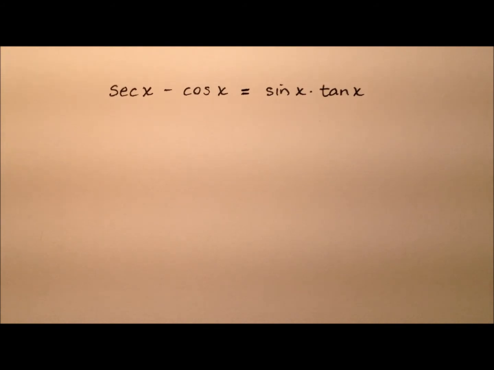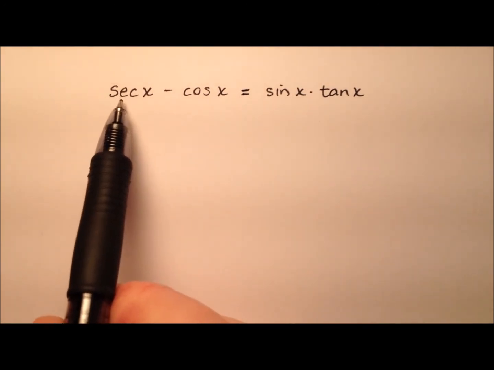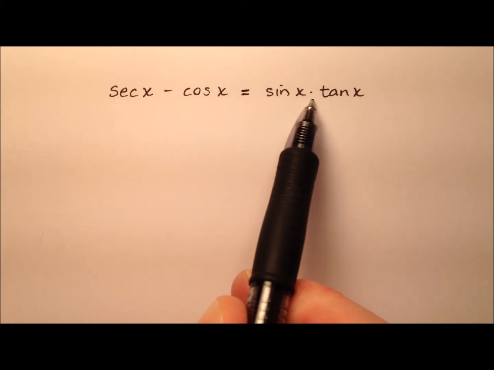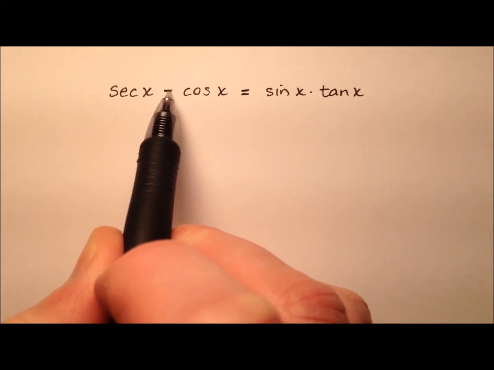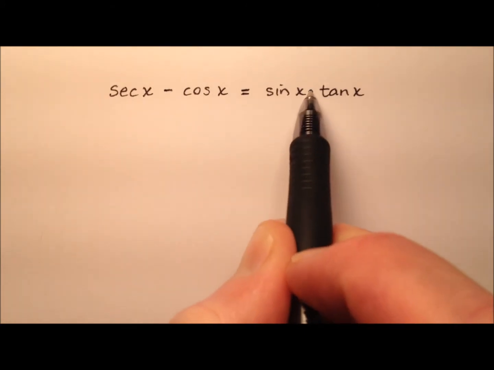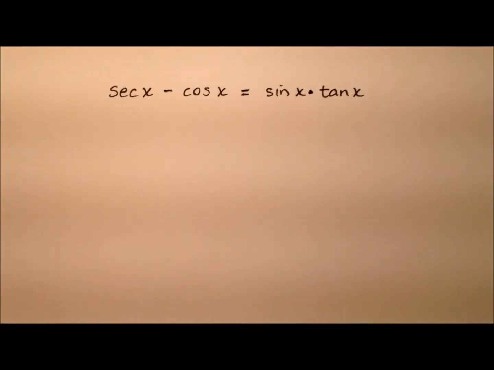In this example, we're going to go ahead and verify this trigonometric identity. For this identity, it says that the secant of x minus the cosine of x equals the sine of x times the tangent of x. You'll notice on the left side we have this difference, and on the right side we have this product. Basically, we need to choose one side from which to work, and we need to make that side look like the other side.